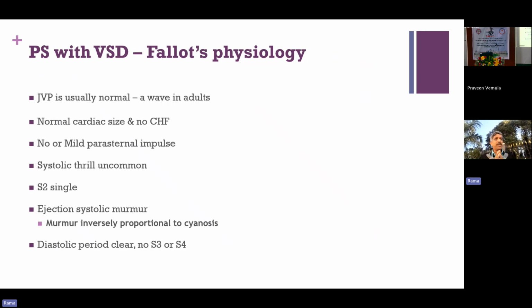So what is a typical prototypic tetralogy physiology in terms of examination? Before that, I told you two important things that differentiate: the presence of spells as well as the presence of squatting. Spells, we know, are commonly found from 2 months to 2 years of age, with a peak incidence around 6 months of age.